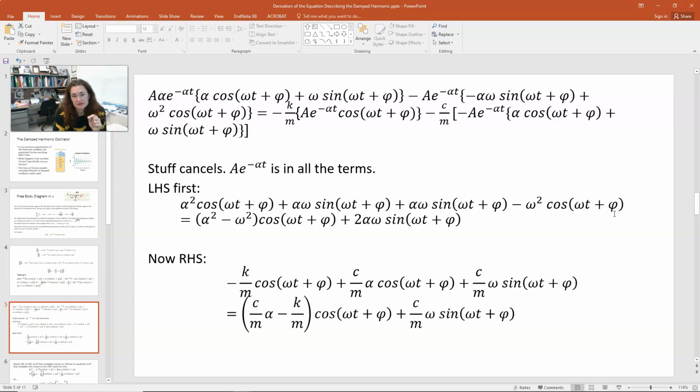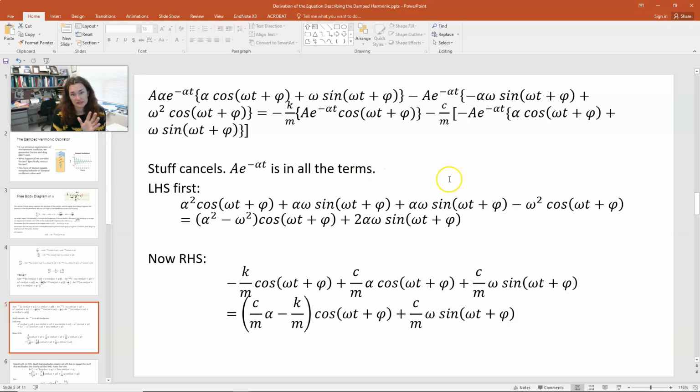So what that means is I'm going to take all the cosines and put them together, and I'm going to take all the sines and put them together. I'm going to do that on both the left-hand side and the right-hand side. So left-hand side first, let's go ahead and factor those things out. So I have alpha squared minus omega squared times cosine omega t plus phi, and then plus 2 alpha omega sine omega t plus phi. And that's my left-hand side, which was originally my d squared x dt squared side, right?